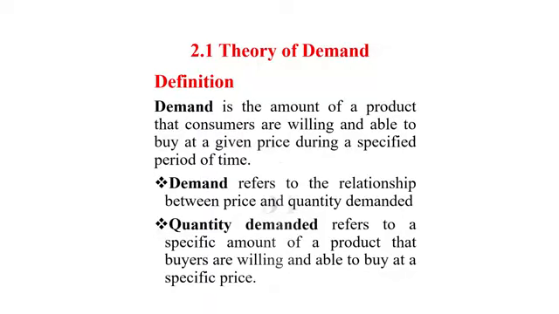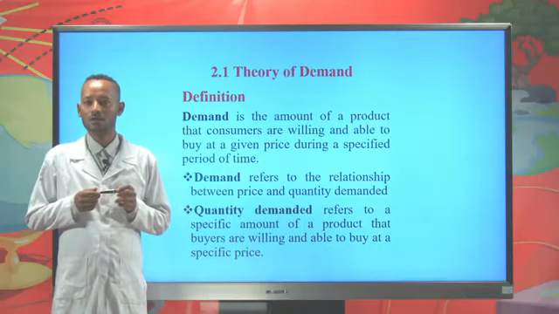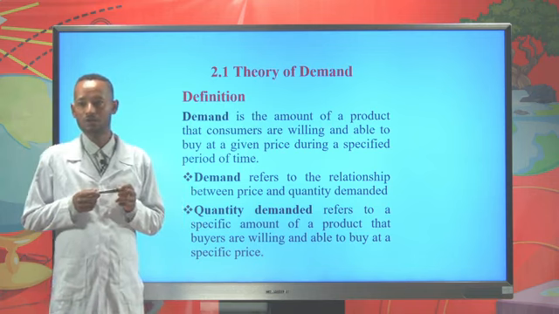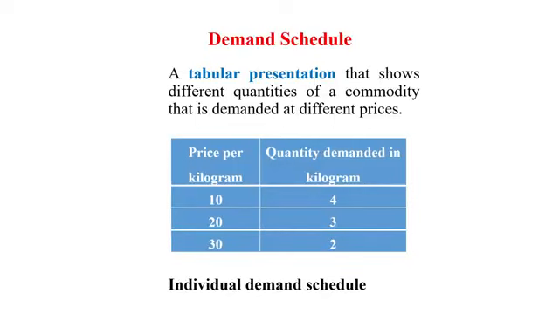From the definition, demand is the amount of a product that consumers are willing and able to buy at a given price during a specified period of time. Under the definition of demand, demand and quantity demanded are two different concepts. Demand refers to the relationship between price and quantity demanded, while quantity demanded refers to a specific amount of a commodity that buyers are willing and able to buy at a specific price.